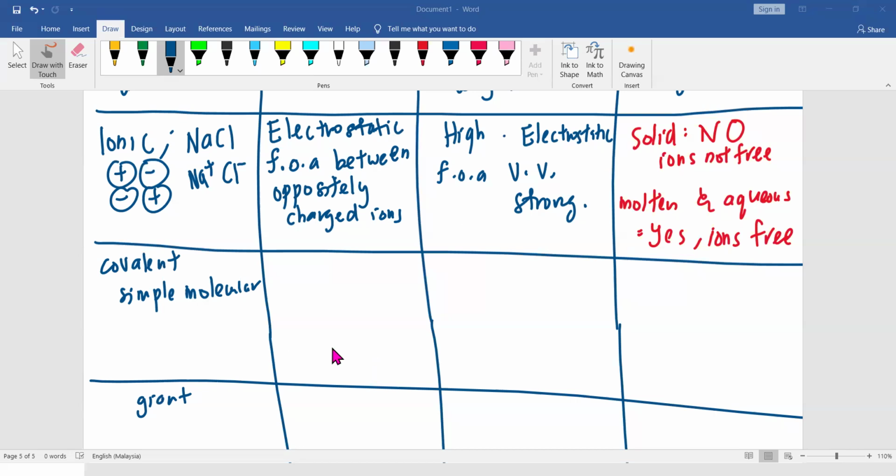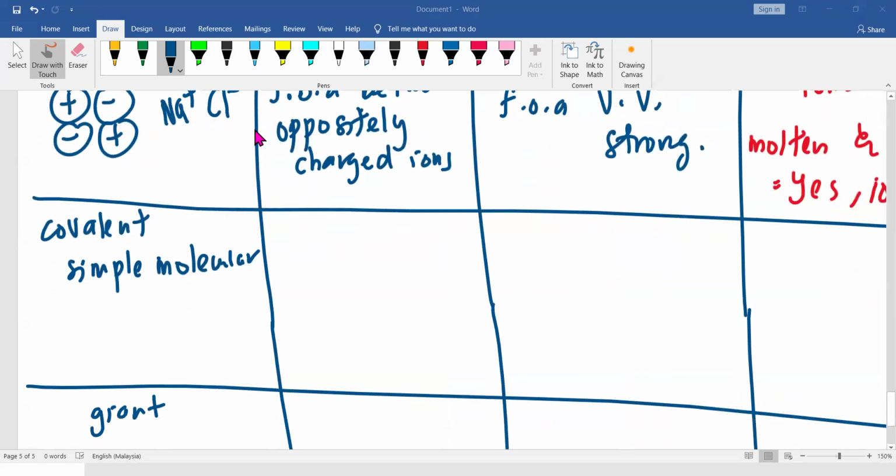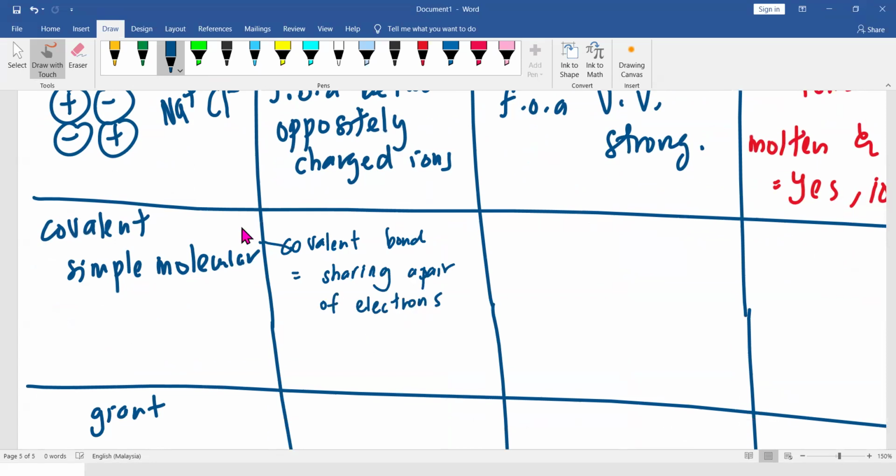All right. Actually, the definition for covalent is the same. For a covalent bond, there's only one definition. As long as it's covalent, the definition of covalent bond is sharing a pair of electrons between two atoms. A pair of electrons.